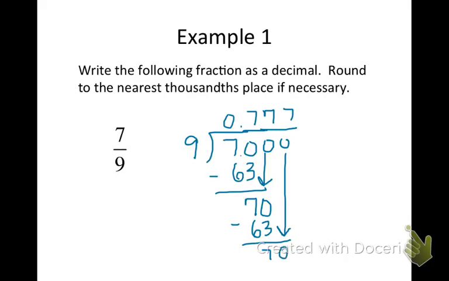But we could stop there, and when we show our answer, it could be 0.7. Use the repeating bar, and we only need to put it over one number, because 0.77 repeating is the same as 0.7 repeating. So 7 over 9 is equal to 0.7 repeating, which is a rational number.